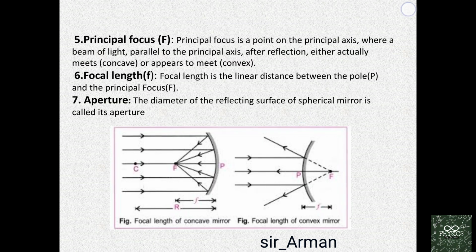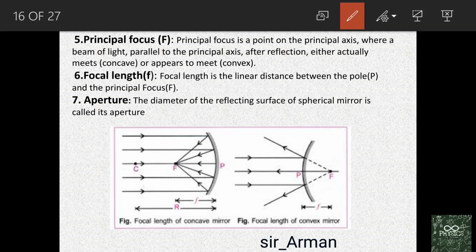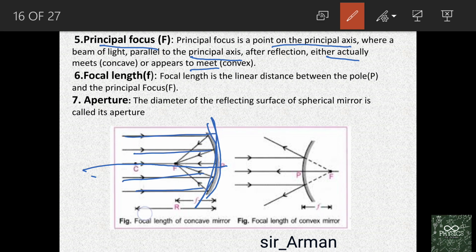The other terminology is principal focus. What is principal focus? Principal focus is a point on the principal axis where a beam of light parallel to the principal axis, after reflection, either actually meets or appears to meet. So here we have our curved surface, and this is our principal axis. The rays coming parallel to the principal axis, after reflection they gather at a particular point. At that point they get focused. So this point where they get focused is called the principal focus.